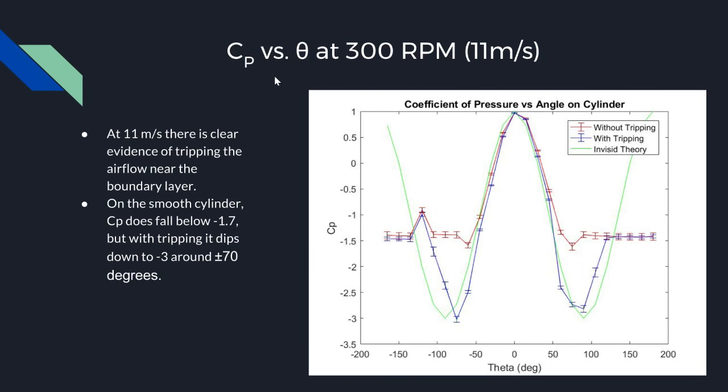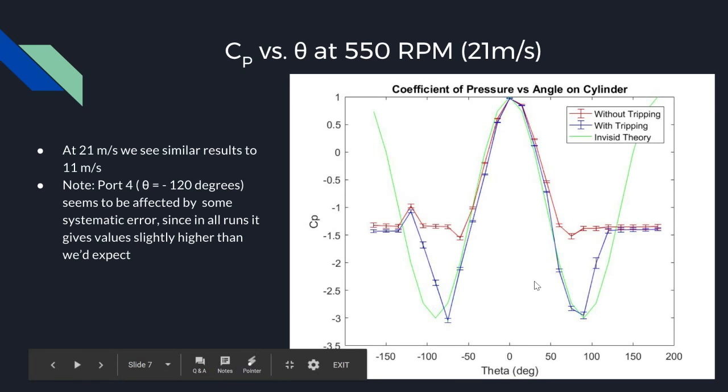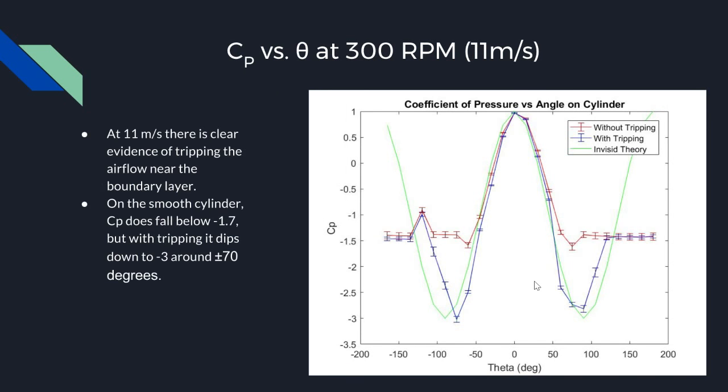This is our graph for 300 RPMs, which is 11 meters per second. And as you can see, there's a pretty big difference between our with trip strips and without trip strips. You can see that the flow stays closer to inviscid theory on the blue a lot longer than it does on the red. And what this means is that we're getting separation at later angles than we are when we don't have the trip strips. And so what that ends up meaning is that we're going to have less drag because we're affecting the flow around the cylinder less with the trip strips.